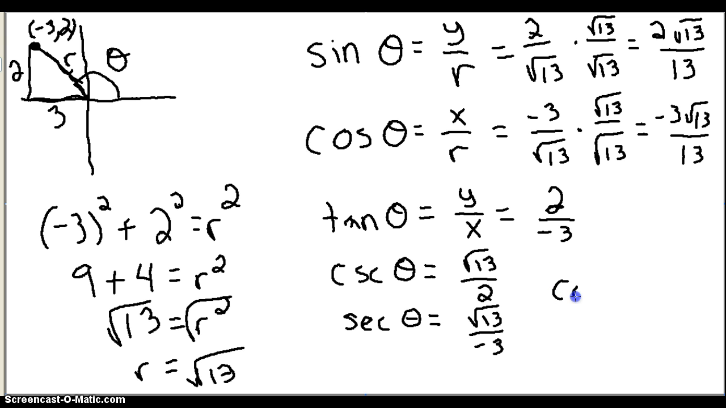And then I'll finish by putting cotangent over here. And again, think of cotangent as tangent flipped, or the reciprocal to tangent. So it's going to be the x-coordinate over the y-coordinate. Okay, and those are the 6 trig functions. So to recap, draw a sketch, find out what r is, and then from there you can find your 6 trigonometric functions.